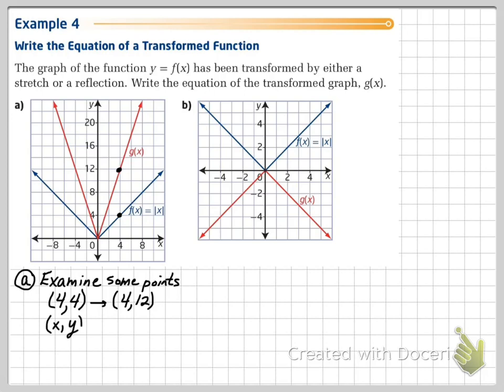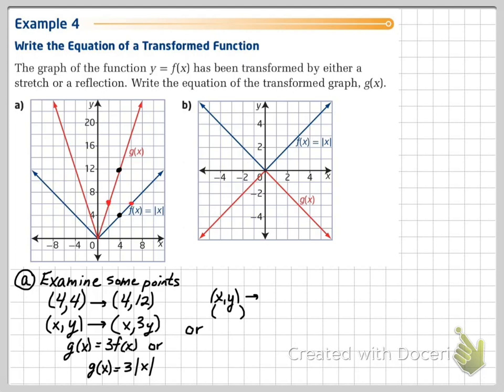So we could say every point x, y is going to go to x and 3 times y. Or we could say g of x is 3 times f of x, or g of x is 3 times the absolute value of x. That would describe that graph. Now, that's describing it as a vertical stretch. However, we could also describe this by a horizontal stretch. So we're going to say, or.